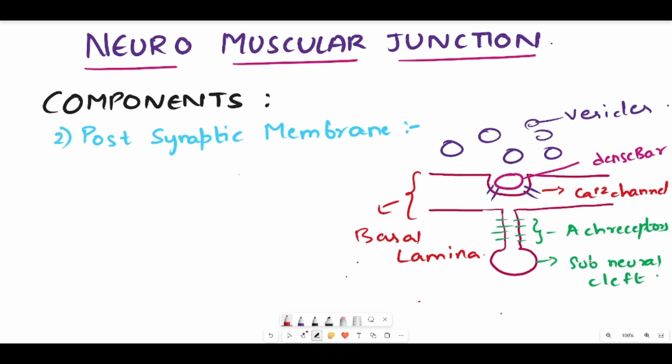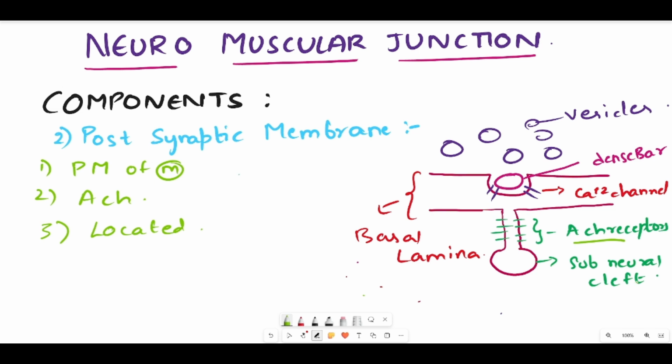If you understand this diagram, the points under this component will be easy. The first point you will be writing is that this is the plasma membrane of the muscle. The second point you'll write is, from the diagram, it will have the ACh receptors. Simply, it has ACh gated channels. Then we have the subneural cleft. Simply, this will be located near the subneural cleft. So these ACh receptors are located near the subneural cleft.